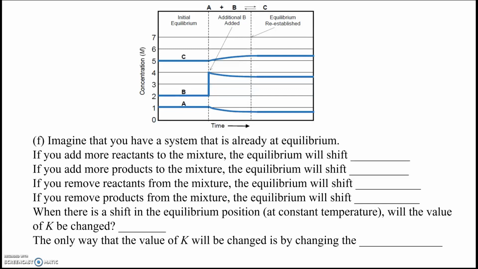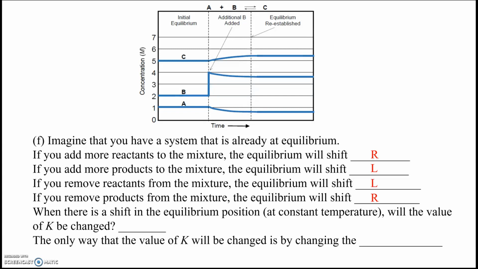If we add more reactants to the mixture, the equilibrium will shift to the right. If we add more products to the mixture, however, the equilibrium will shift back the other direction, to the left. If I remove reactants from the mixture, the equilibrium is going to shift again to the left. If I remove products from the mixture, the equilibrium will shift to the right.